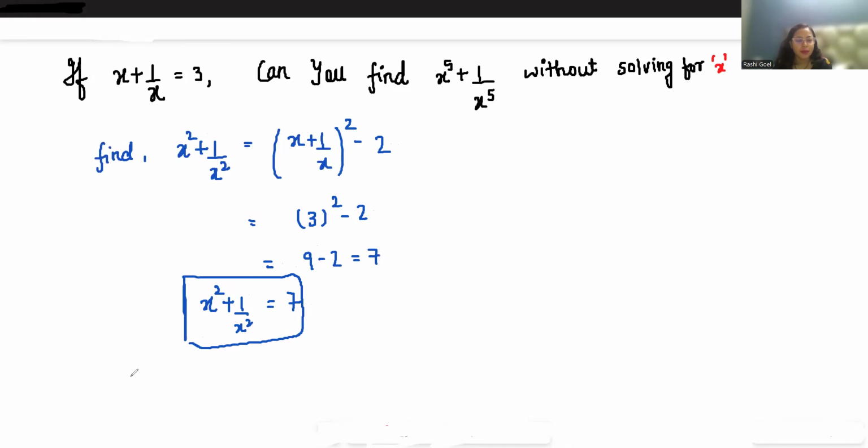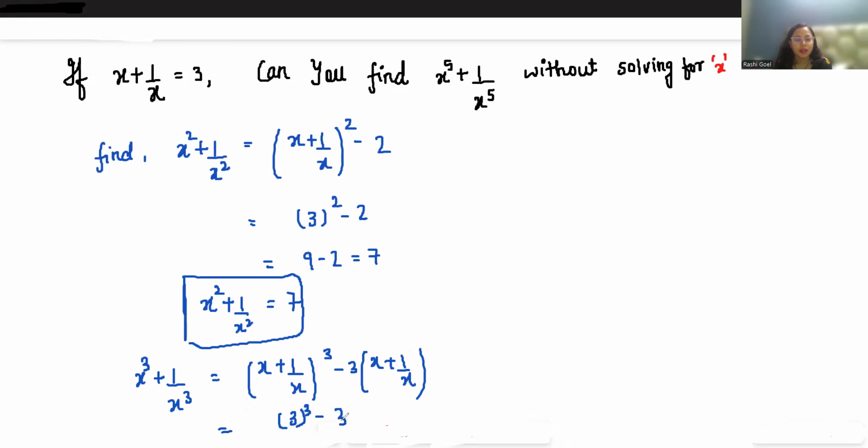Now, our next step is to find x cubed plus 1 by x cubed. Its identity is x plus 1 by x whole cube minus 3 times x plus 1 by x. So, x plus 1 by x is 3, so 3 cube minus 3 times 3. 3 cube is 27 minus 9. So, x cube plus 1 by x cube is 18.